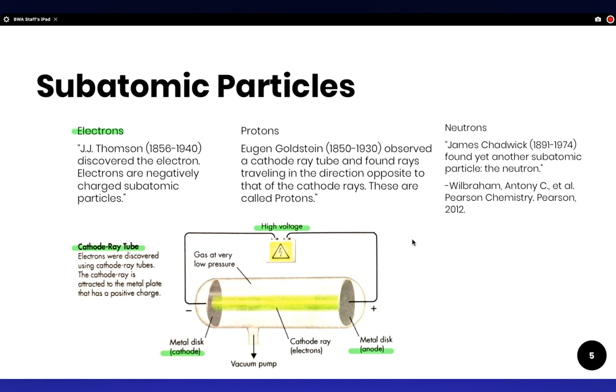So it is a very small, negatively charged particle. There's going to be a table on the next slide that you can copy down all of these little facts about electrons, protons, neutrons. Protons were next. Eugene Goldstein observed a cathode ray tube and found rays traveling in the direction opposite of that of the cathode rays, and so he discovered the proton in much the same way the electron was discovered. And finally, neutrons were discovered by James Chadwick, and he found the final subatomic particle, the neutron.